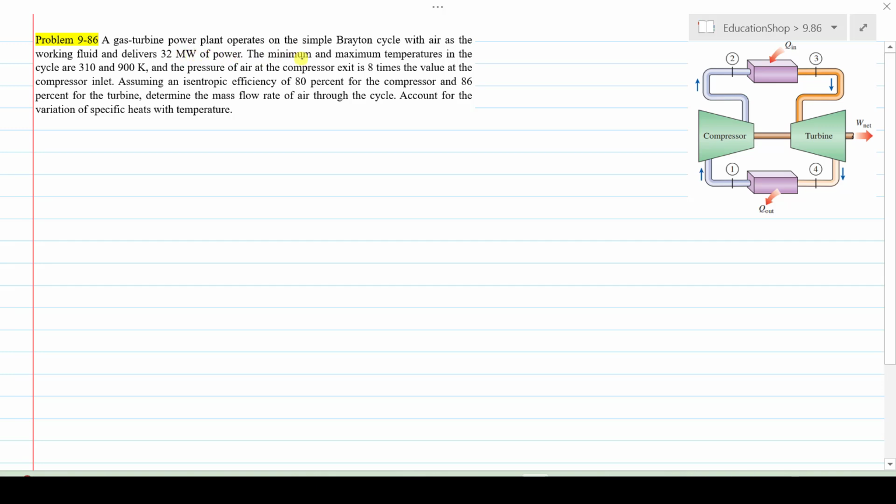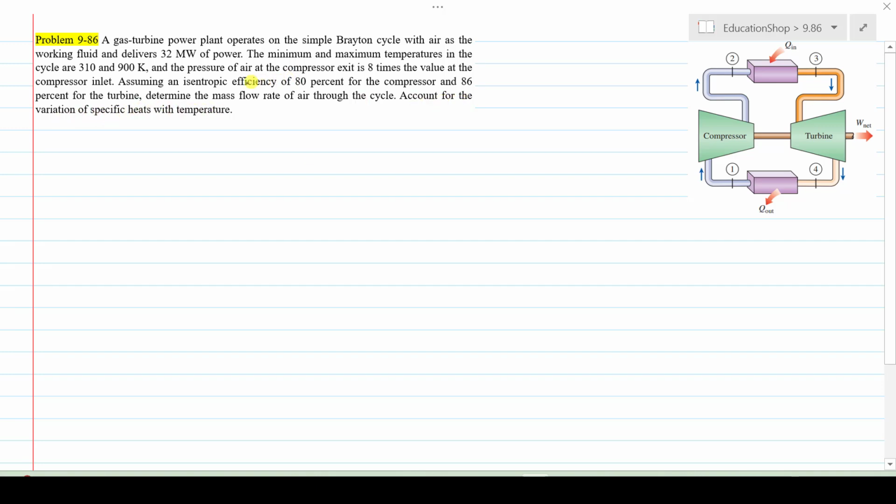megawatt of power. The minimum and maximum temperatures in the cycle are 310 and 900 Kelvin, and the pressure of air at the compressor exit is 8 times the value at the compressor inlet. Assume an isentropic efficiency of 80% for the compressor and 86% for the turbine. Determine the mass flow rate of air through the cycle. Account for the variation of specific heats with temperature.